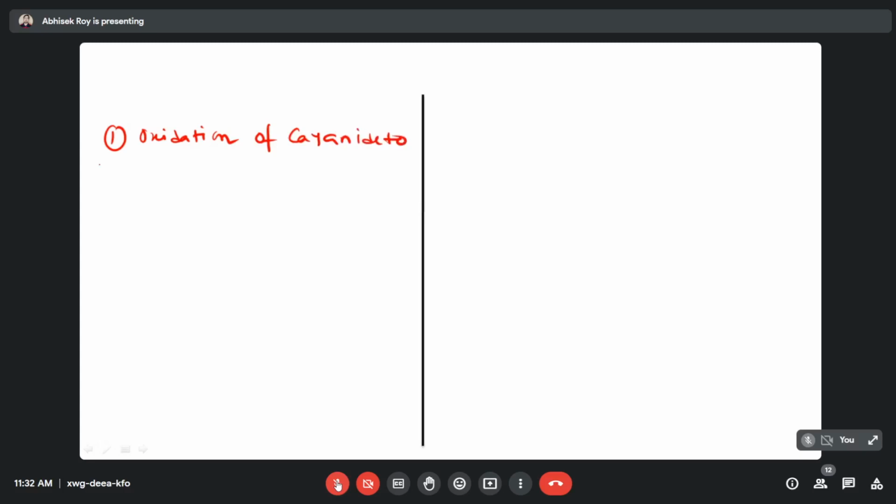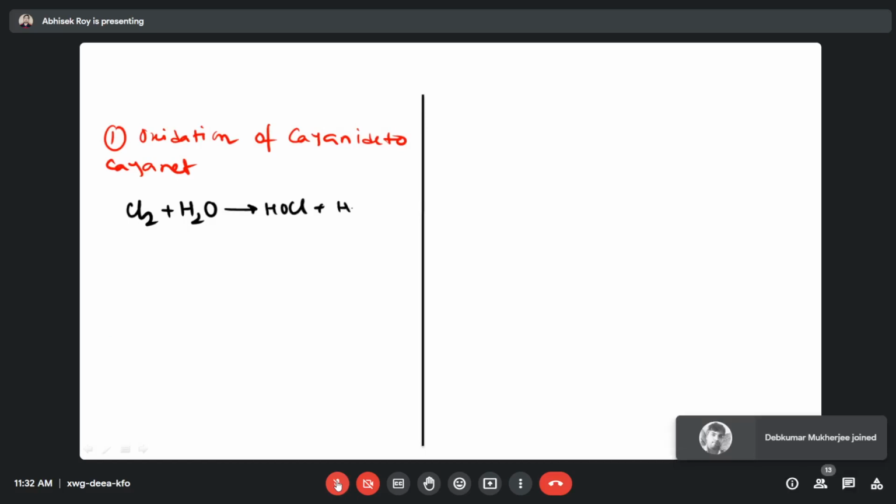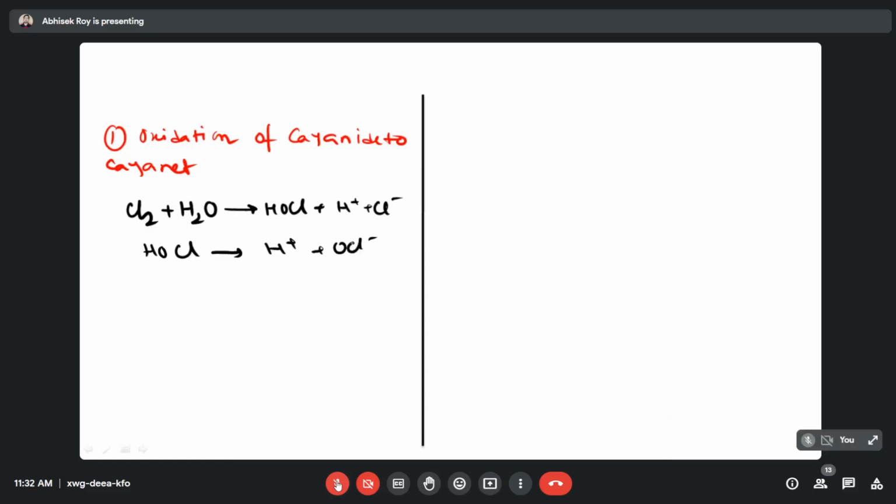Cyanide to cyanate. তাহলে ফার্স্ট কি হবে আমরা জানি, chlorine will react with water to form HOCl plus H plus plus Cl minus. HOCl will form H plus plus OCl minus. Now CN minus will react with OCl minus to form CNO minus plus Cl minus.